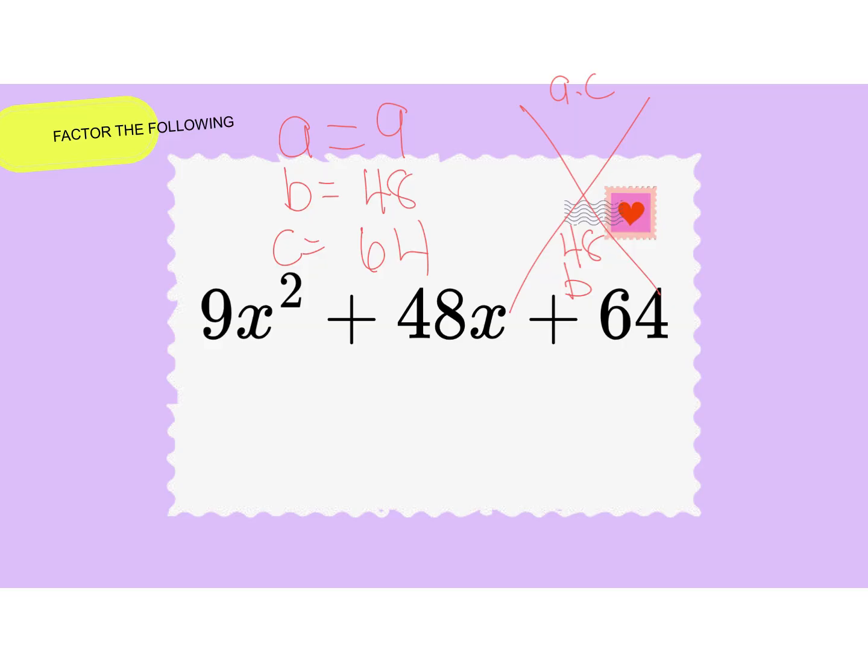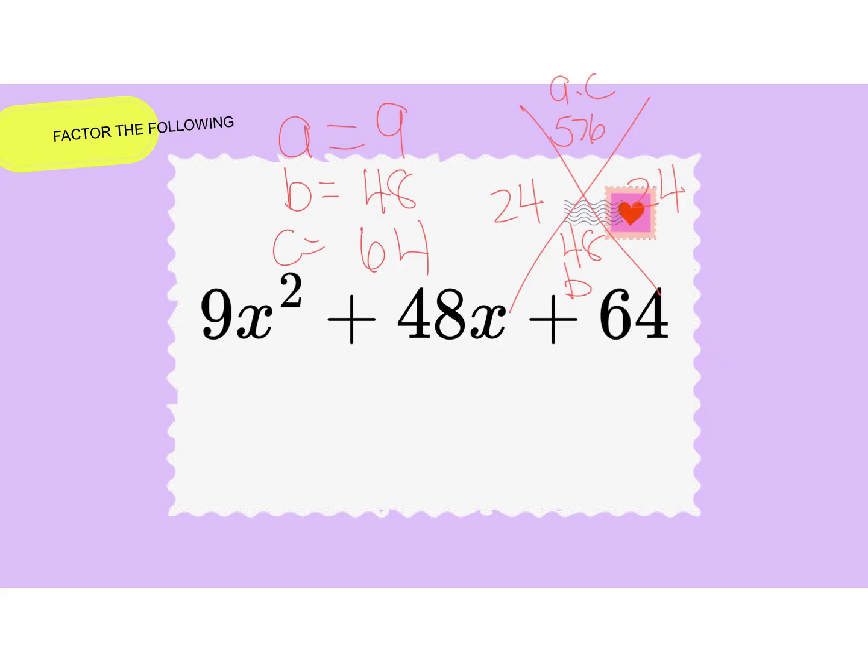I am going to have to go into Desmos for me. I need to know my A times C value, so 9 times 64. Wow, that gives me 576. So you need to find two factors that will multiply to give us 576, but will add to give us 48. And here I have 24 and 24. Okay, I found that with Desmos.